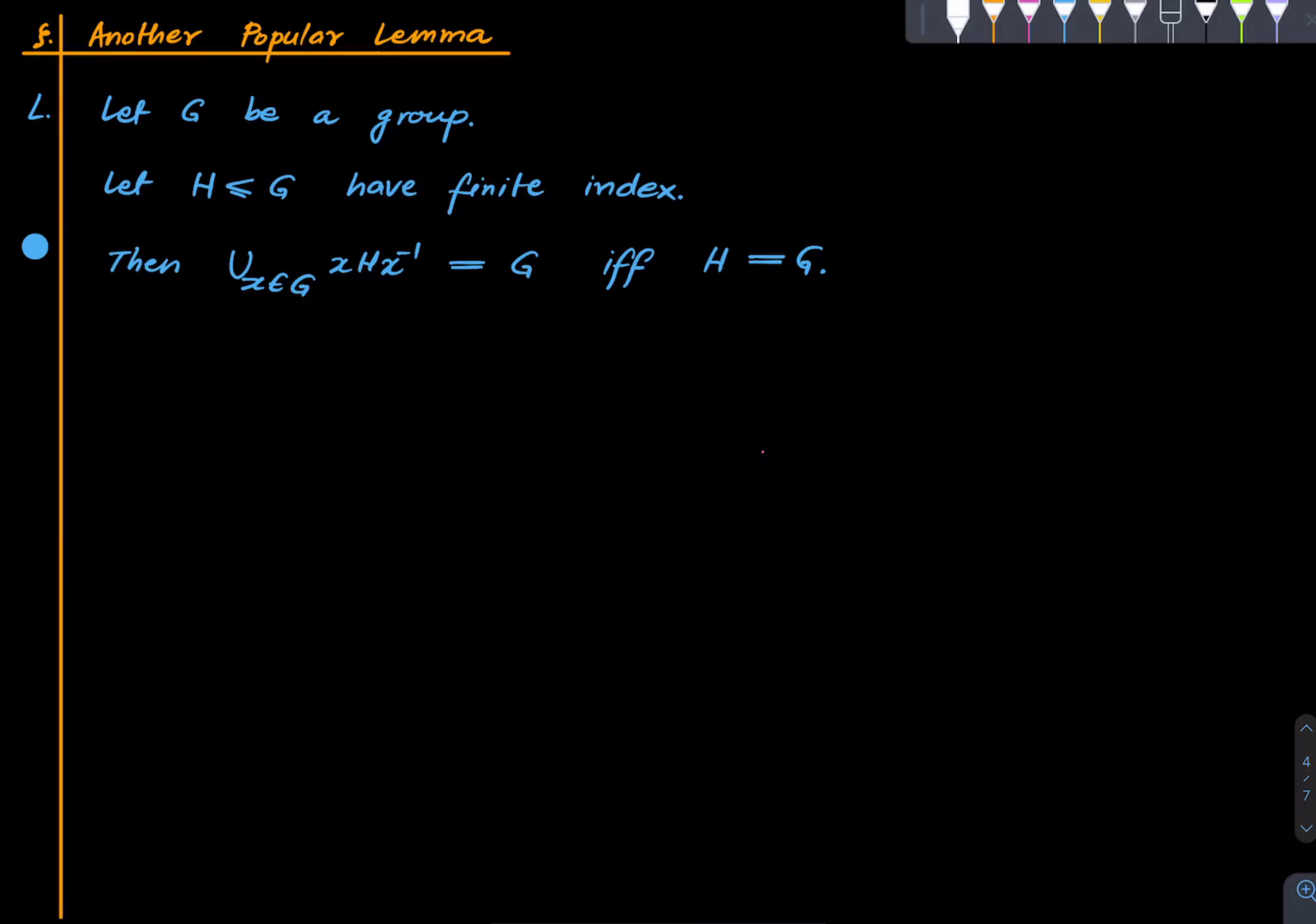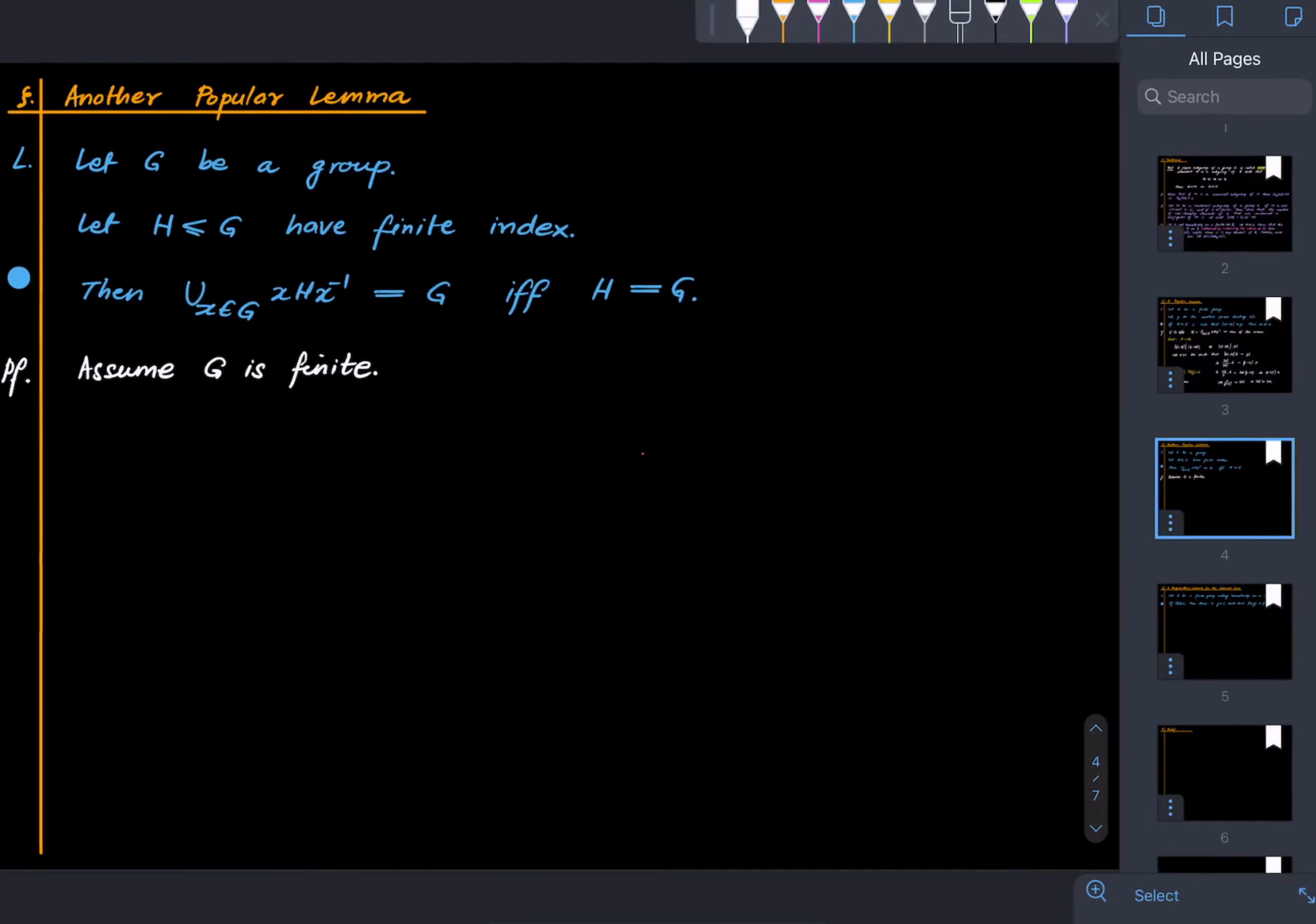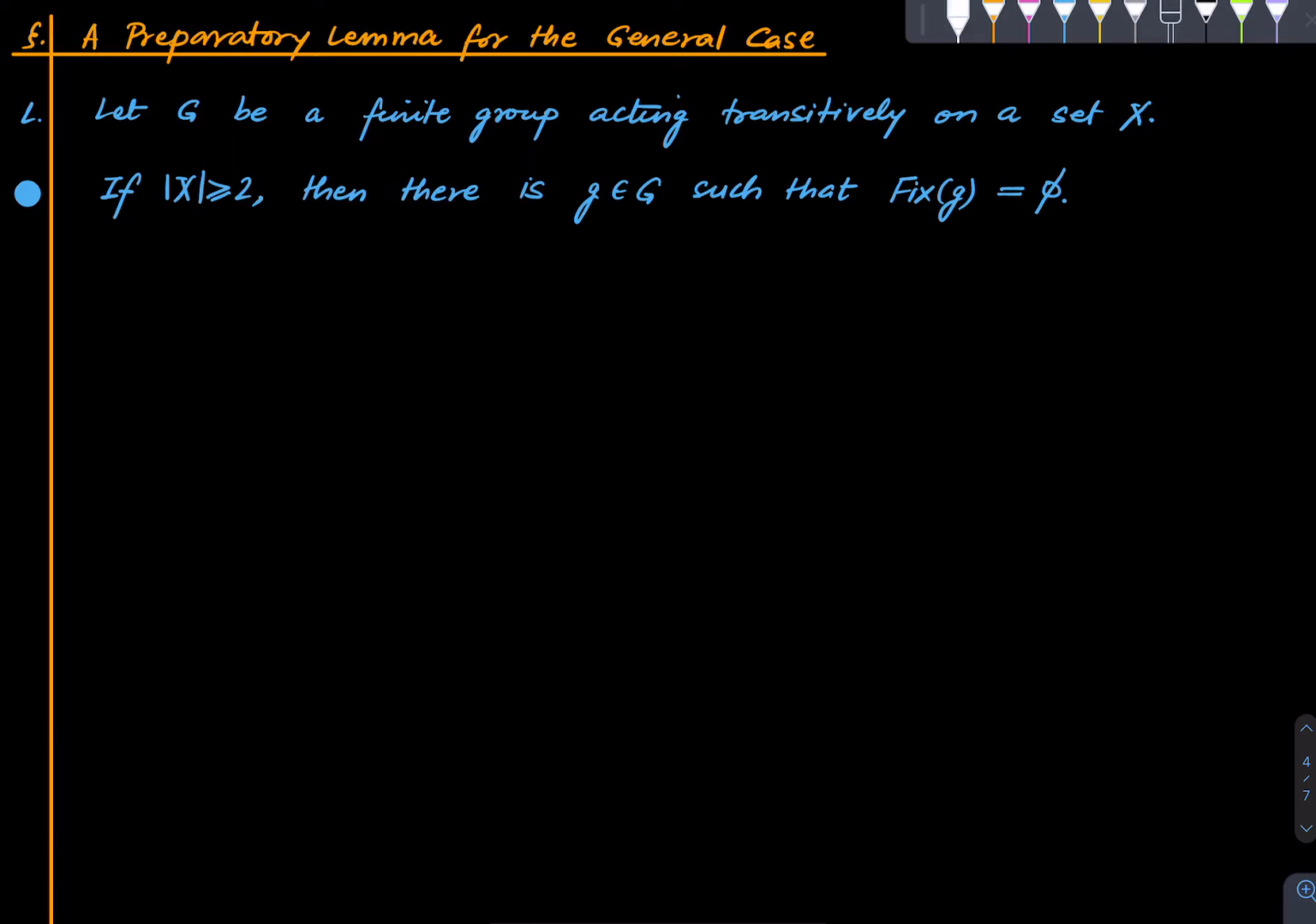So first, let us prove this for finite groups. First assume that G is a finite group, and then we will see how to upgrade it to infinite groups. Right? So we want to do it for finite groups, but then I need a lemma for it. All right, so first let's prove the lemma. So we'll come back to our theorem, but first let's prove this lemma.